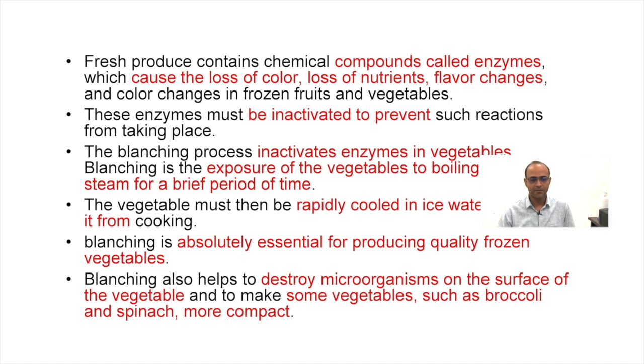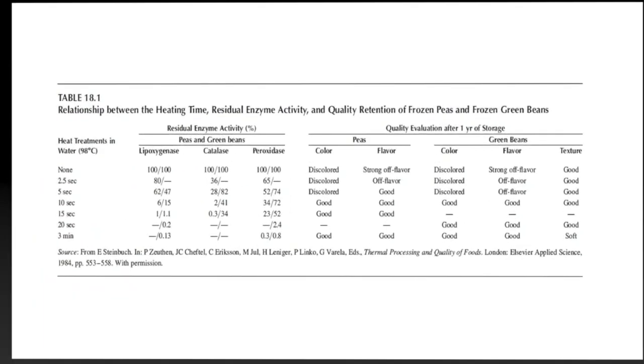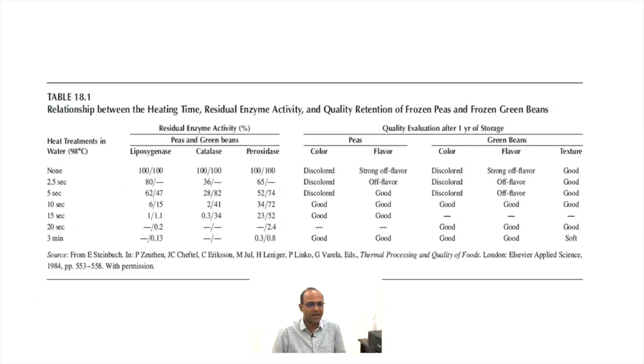Blanching basically destroys the surface microorganisms. At the same time, it makes some vegetables compact, for example spinach or broccoli. So blanching is a very important aspect. Let us see what blanching can do.